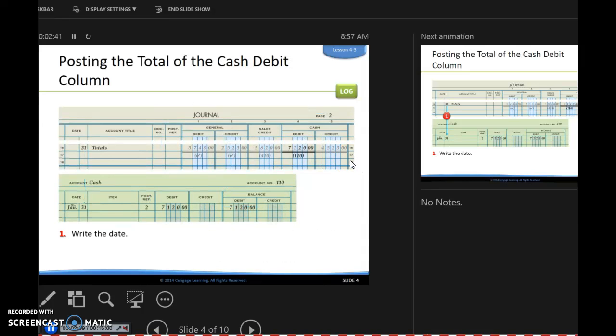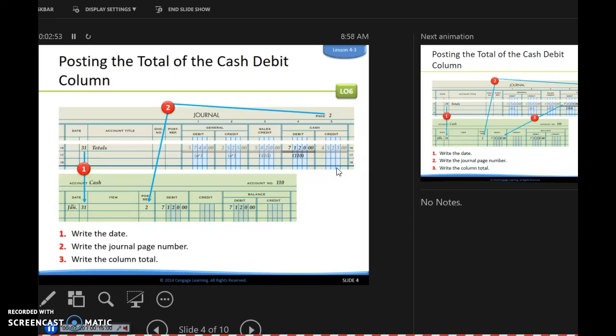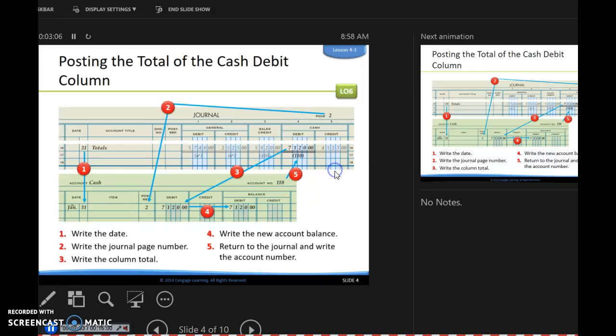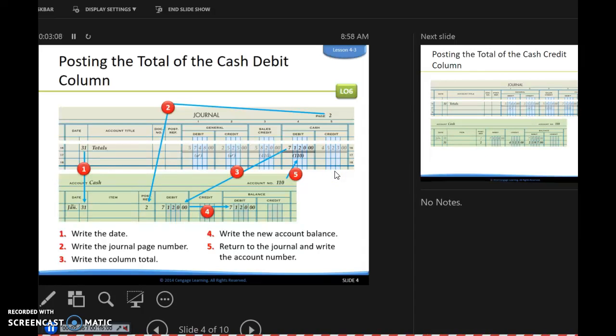All right, we're going to do the same thing for the cash debit and the cash credit. Okay, so the date, January 31st, journal page number, page 2. The column total, which is coming from the cash debit, so we're going to put it in the debit column. New account balance is $71.20, debit. And then in the journal, not in the post reference, but underneath the column total, put the account number 110.